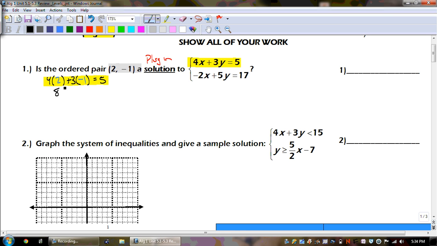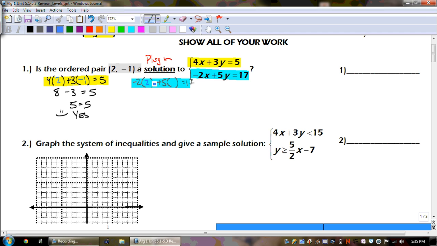4 times 2 is 8. 3 times -1 is -3. And then 8 minus 3 is 5. So yes, that works. Now the next one that we have to do is right there. We have -2 plus 5y, and we're curious, does that equal 17?